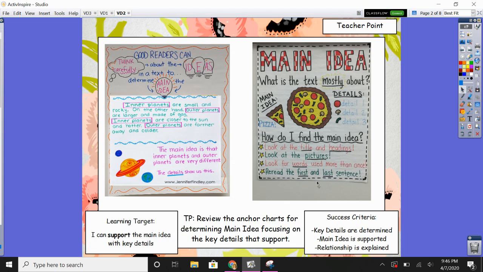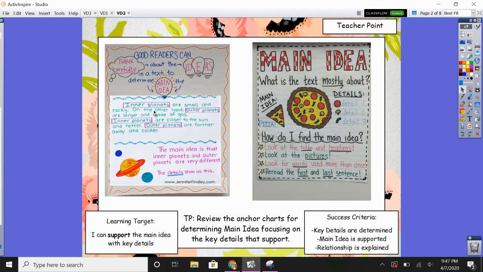So today you'll recognize this anchor chart again from yesterday. We focused a lot on where to find that main idea, but now as we talk about how to support it, I want you to look at this one. The midsection says inner planets are small and rocky. On the other hand, outer planets are larger and made of gas. Inner planets are closer to the sun and hotter. Outer planets are farther away and colder. So the main idea would be that inner planets and outer planets are very different.